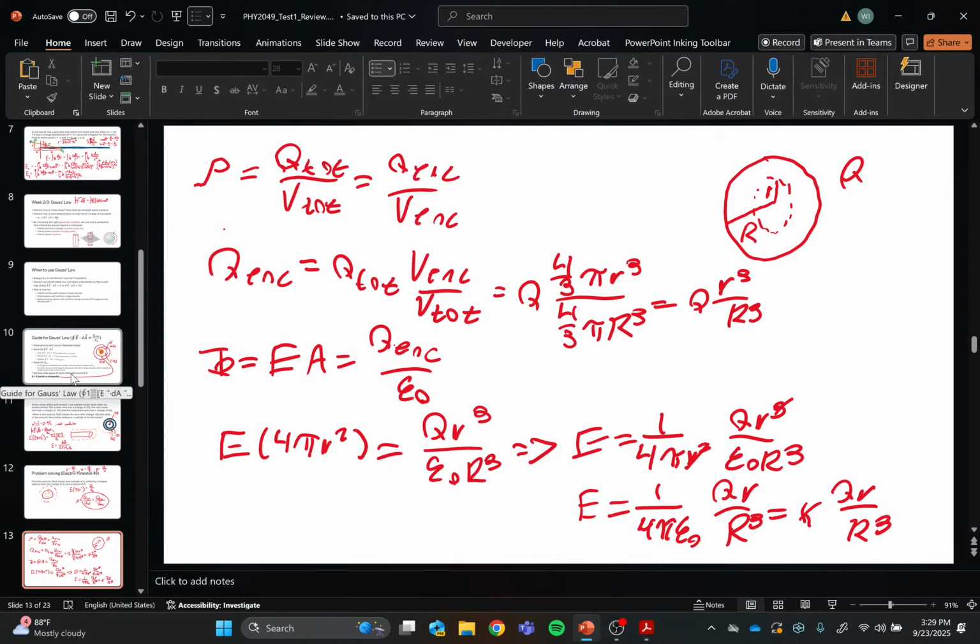Can you draw the Gaussian shape, the correct one? Do you know what you're doing with this E dot dA business? Do you know how to find the charge enclosed? How do you make sure you're good at this? Practice problems. If you're like, what the heck happened here? I don't know what's going on.